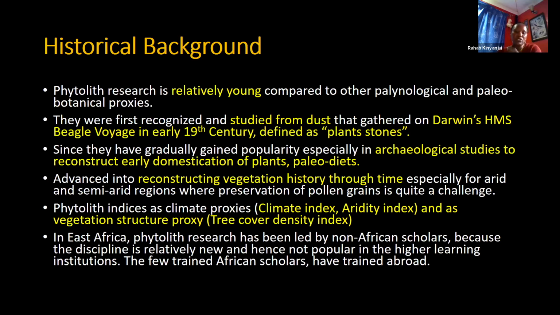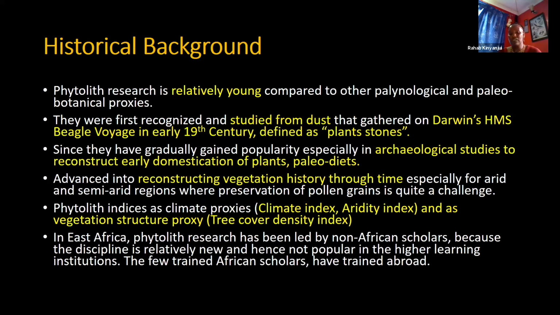We have advanced into reconstructing vegetation history through time, especially in semi-arid regions where pollen grains are proving quite difficult to preserve. And especially from my experience, I've worked in two basins, the Turkana Basin and the Gesaila Basin, where the proportion of pollen preservation and plant organic material is very minimal and insufficient.